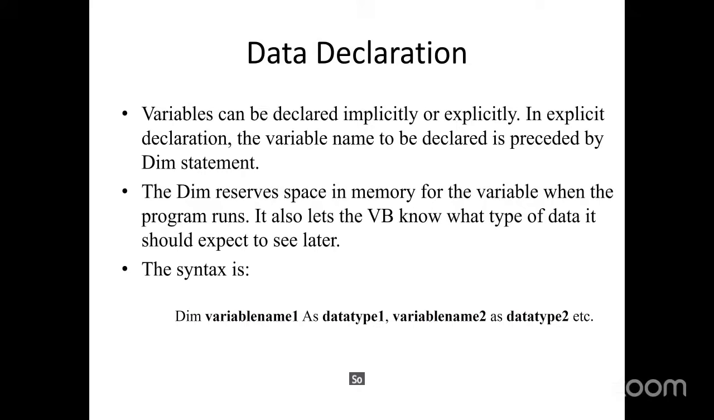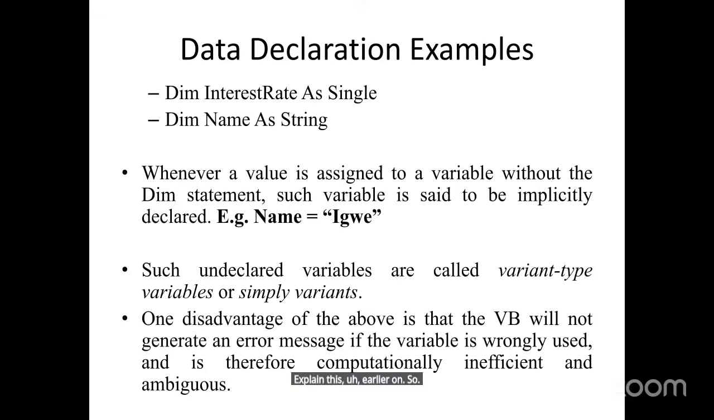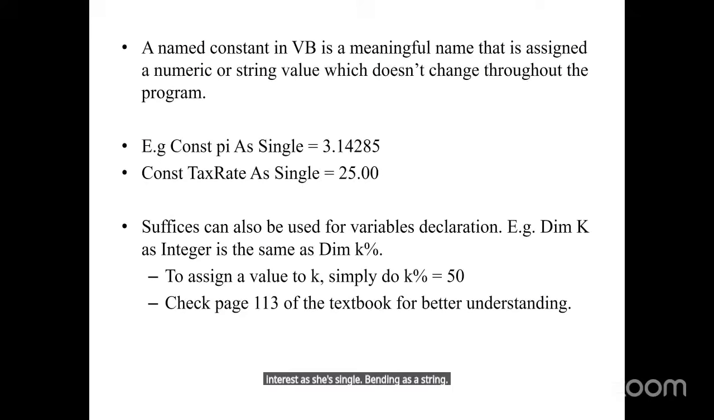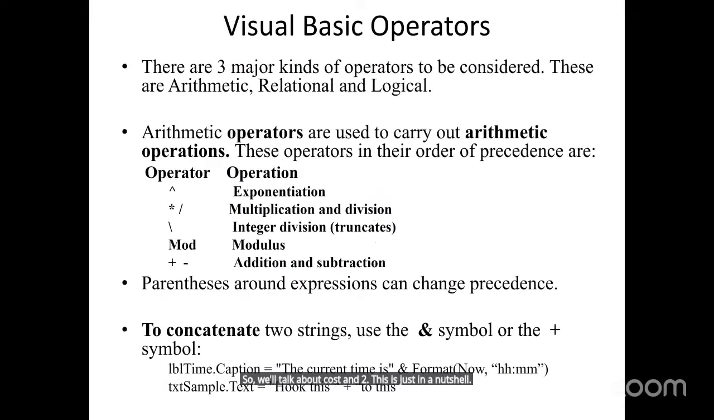So we've talked about this. Dim, variable, as data type, comma, variable. So you can declare them along the line, the variable name as the data type. I explained this earlier on. So this is just a typical thing we have also looked at. Dim interest as Single, then Dim as String. So we've talked about constant too. This is just, in a nutshell, all of those things we have.